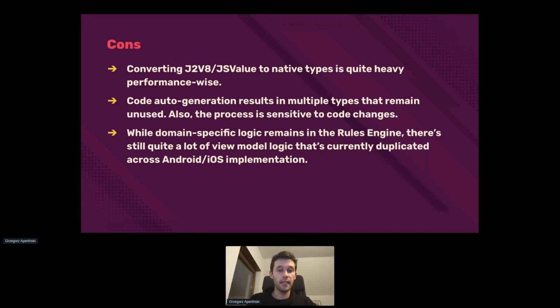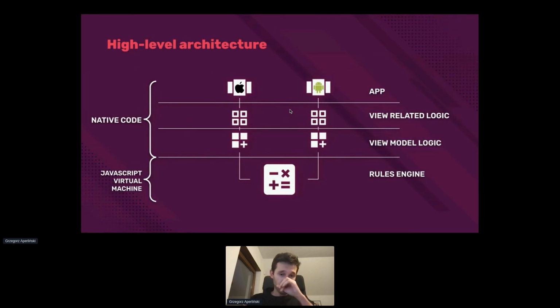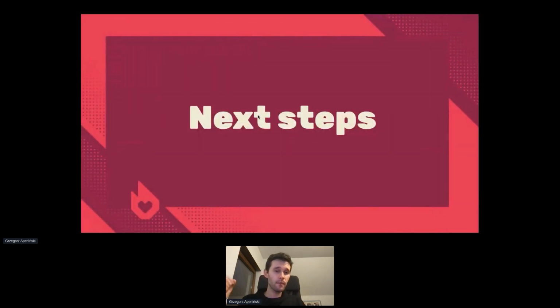So just to give you an overview of where we ended up: the rules engine sitting in the JavaScript layer, the view model logic that's pretty much a bit duplicated right now, and the view related logic, which is obviously native code, so populating views, etc., and that gives you the app. So what next?